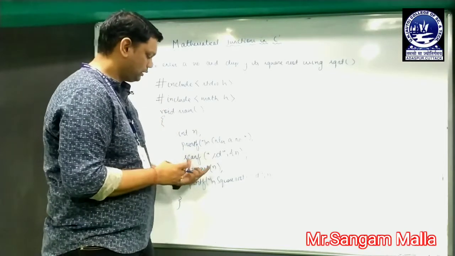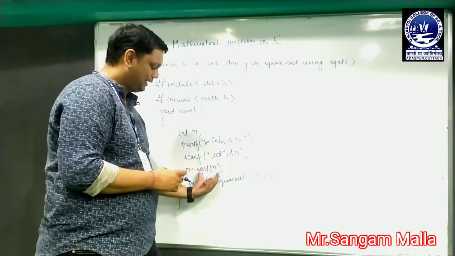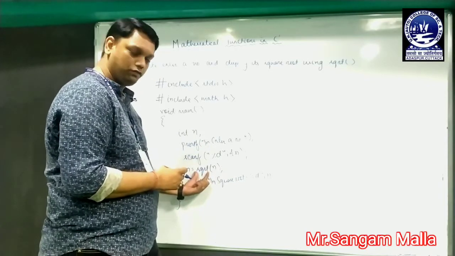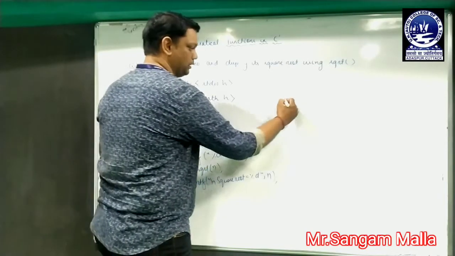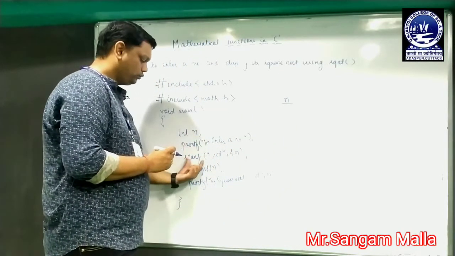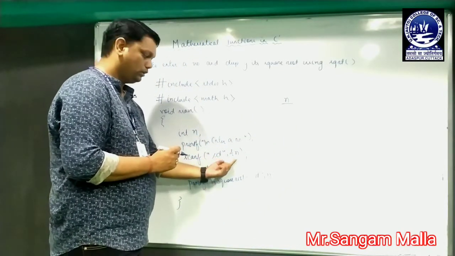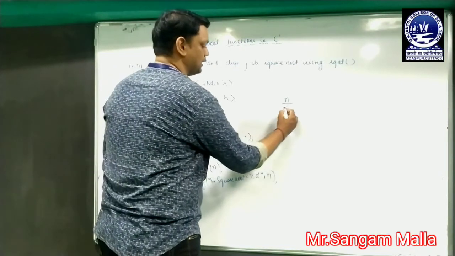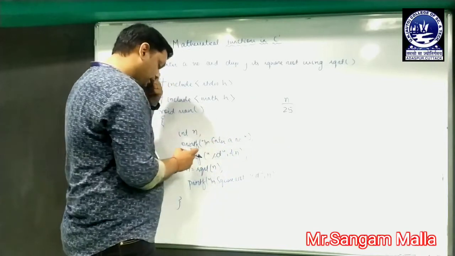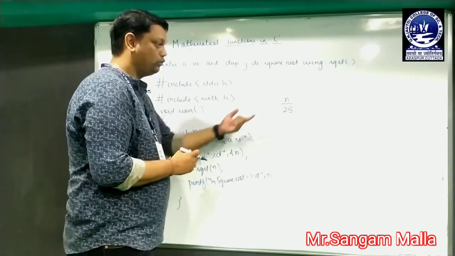So here is the program of entering a number and calculating the square root of the number with the help of the sqrt function. Now let's take an example. Let's say I have taken a variable n as I have taken over here. Now the user has to enter a number through the variable n. Let's say the user has entered 25. So 25 has been stored in n. Now we will be calculating the square root of n.